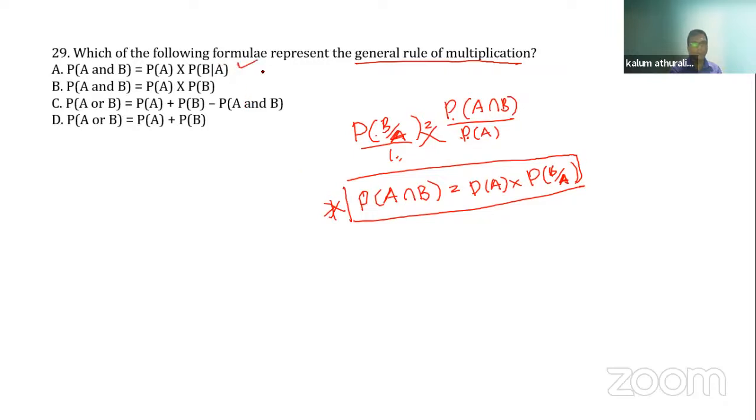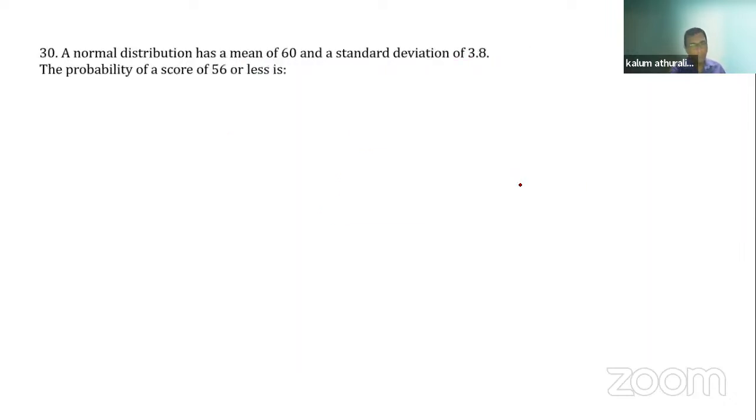What is the correct one? The first one. And this one, what is this one? This one is the multiplication rule for independent events, not the general rule. Next one. Only three questions.